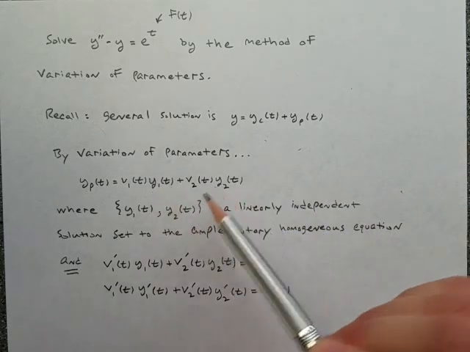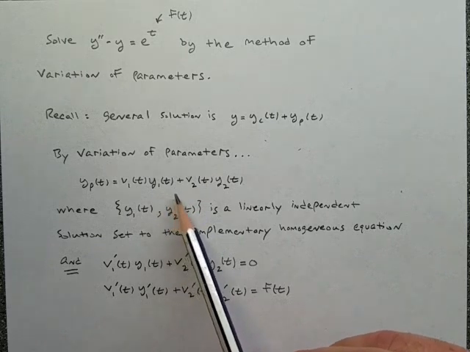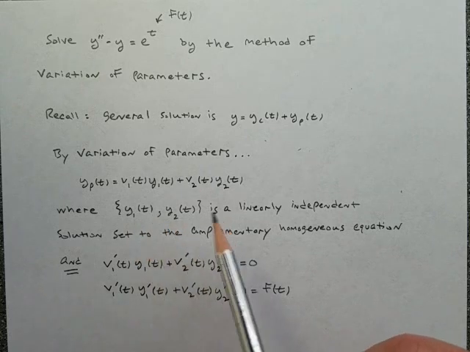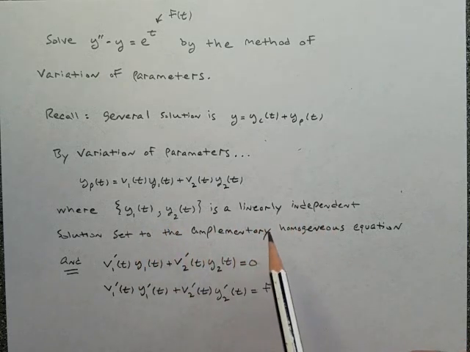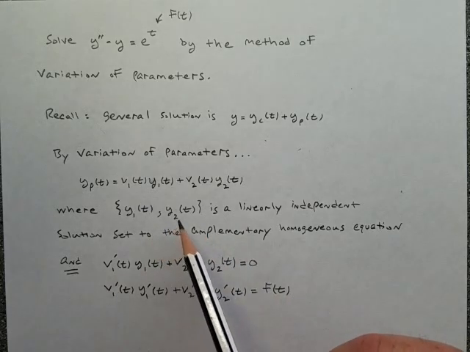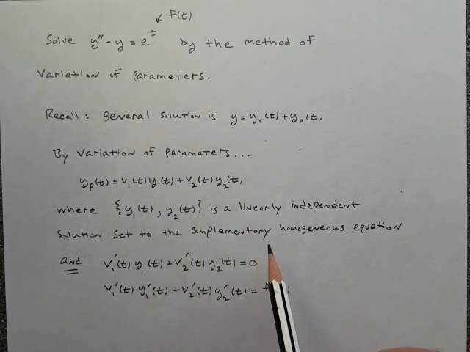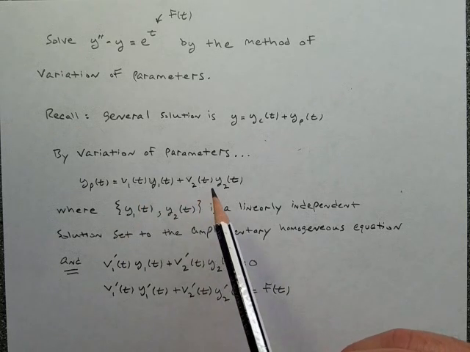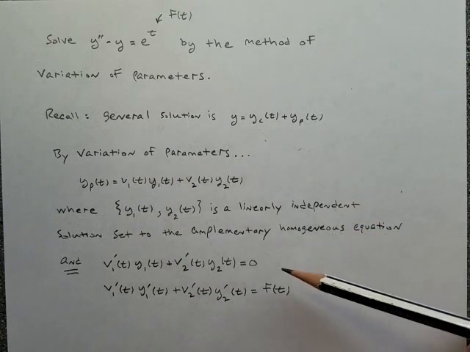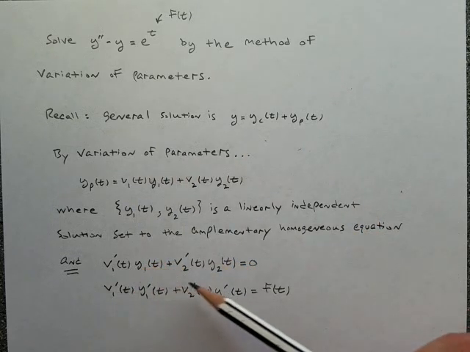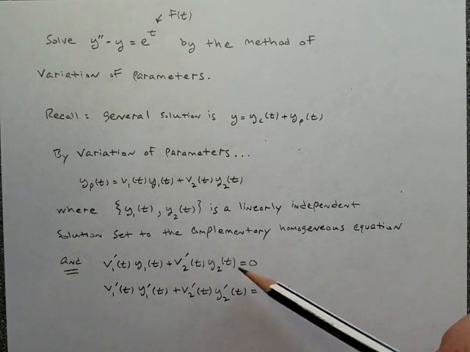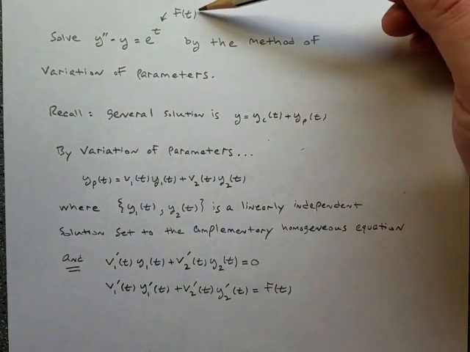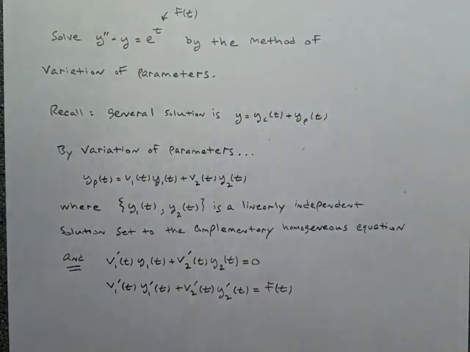And notice the elements of this. I've got y sub 1 of t and y sub 2. Those are any two linearly independent solutions to the complementary homogeneous equation. That's what they are, and we should be able to find that. And about v1 and v2, well, that's what we don't know. That's what the method allows us to find. You find v1 and v2 out of this system, where that's a 0, and this is whatever that function is. So that's what you do.